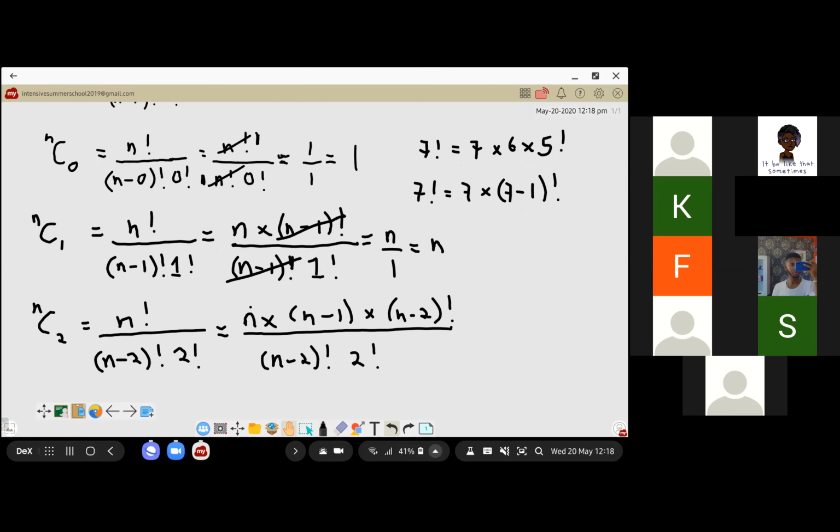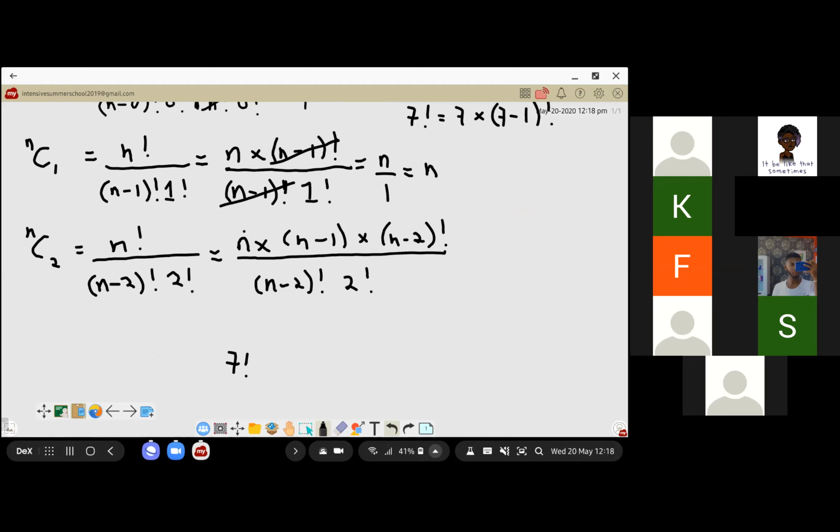Okay, so let me try and go over for the sake of those who don't get it. I was saying that, have you seen 7 factorial? We can write it as what? 7 times 6 factorial. You understand that one? Yes. Or we can also write it as 6 times 5 factorial. Is this one also clear? Yes. Or we can also remove the 5 factorial and make it times 4 factorial. Right? Yes.